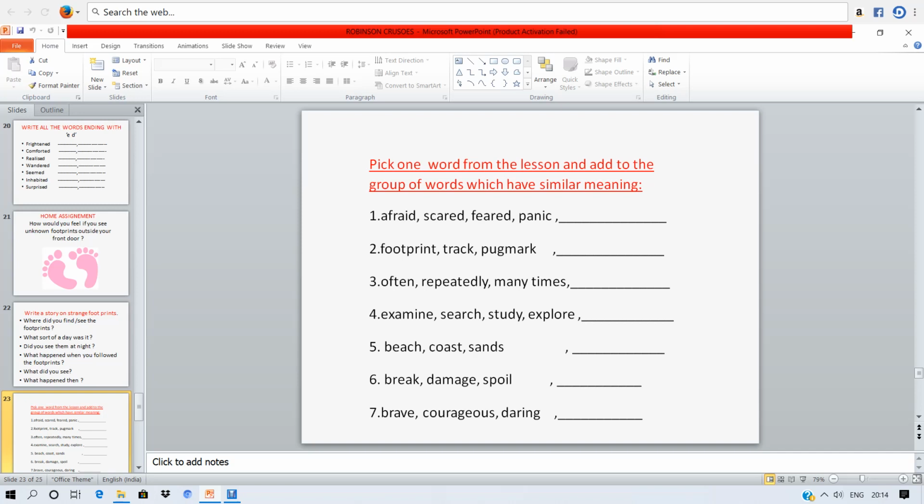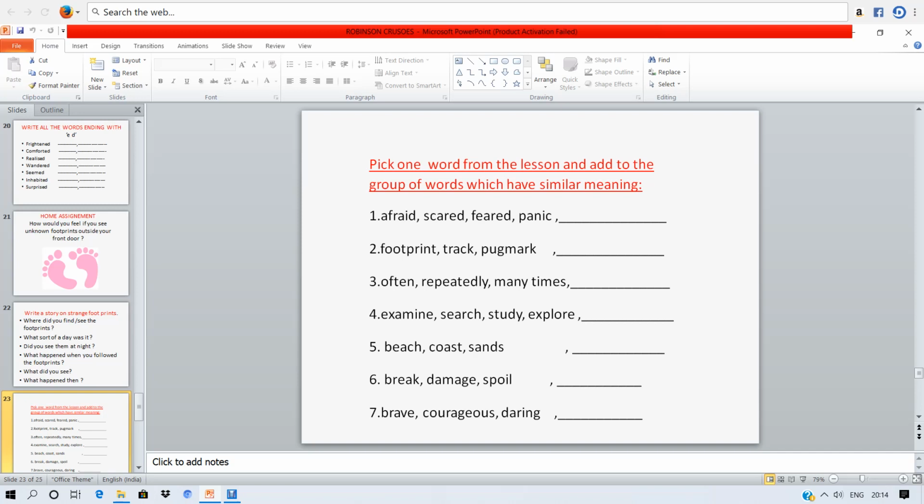Isn't it? Second word, footprint, track, and pug mark. You have to search it. Third is often, repeatedly, many times. Another word from the lesson, you have to write it here. Fourth is examine, search, study, and explore. Here I will give you the answer. According to me, the correct answer from the book is investigate. I told you earlier, children, investigate means to study, search properly or examine facts on a scientific basis.